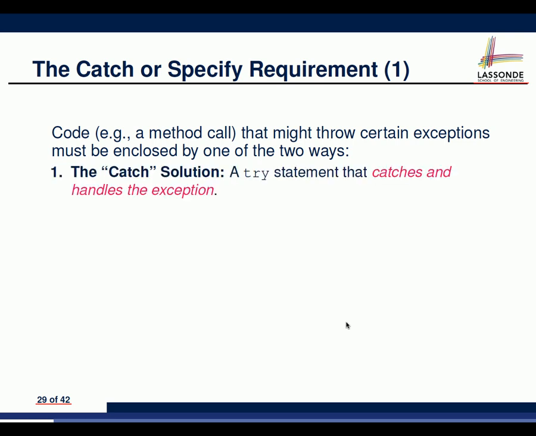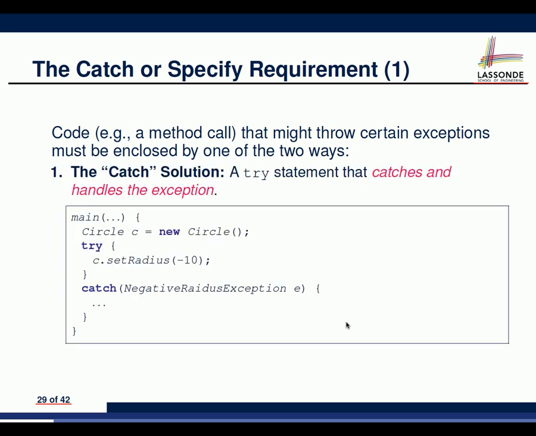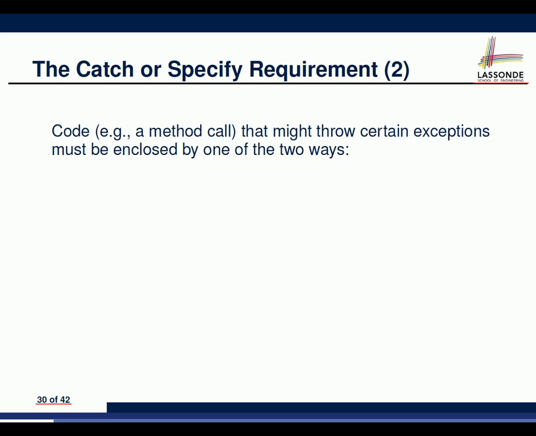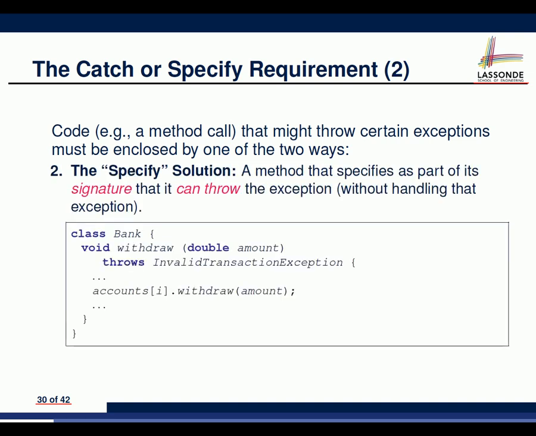So you can either catch. This is one case, right? Let's say you do c.setRadius(-10). You just do try and catch. That's a catch option. Or you can do the specify option, in which case, if I try to do withdraw, which might throw the illegal transaction exception, I don't do any try and catch over here, which means I'm propagating the error to whoever my caller is, in which case I just say throws this particular exception. So catch or specify.